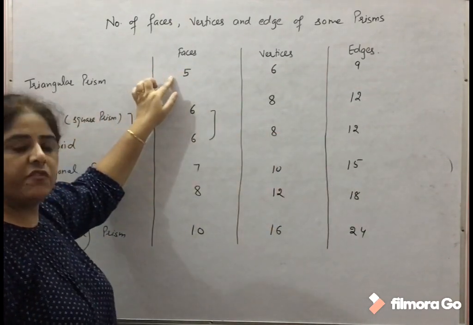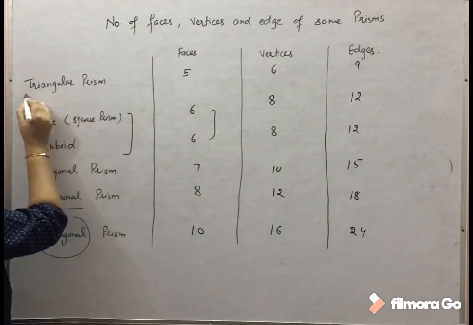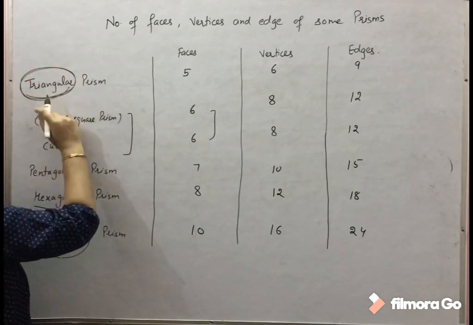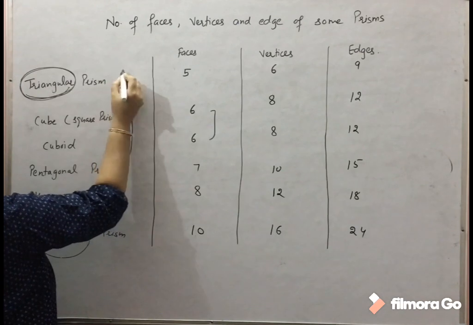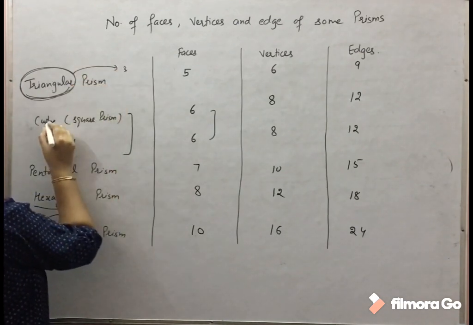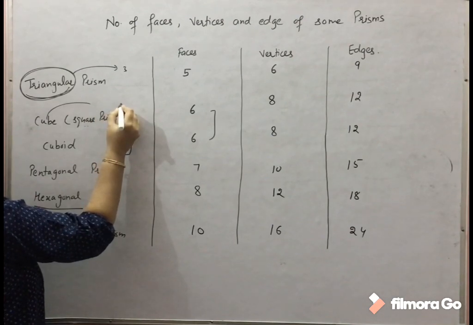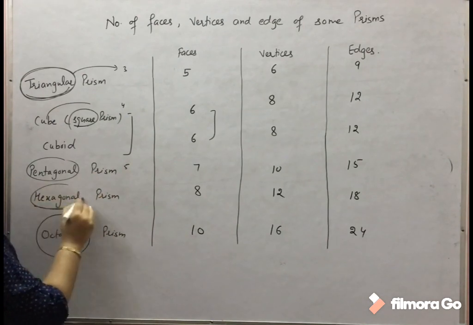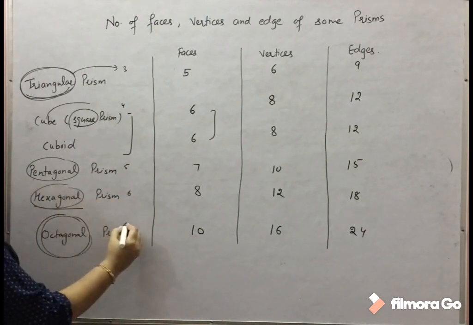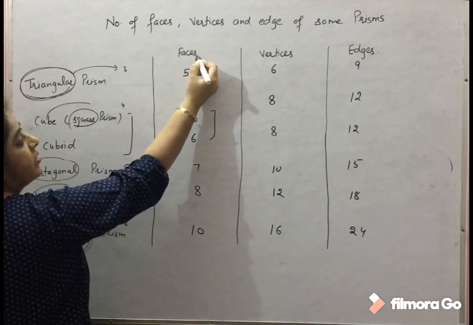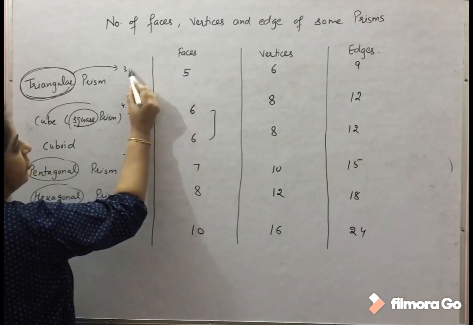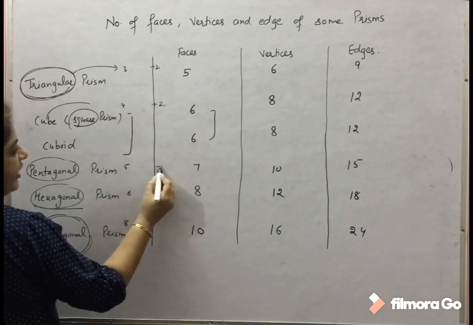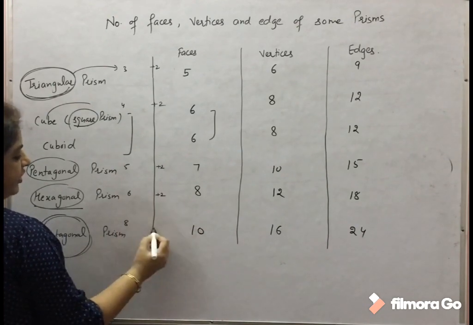What we were observing for faces, whatever the type of top, if it is a triangle, then add 2. See, it's a triangle. Triangle has how many sides? 3. Cube, it's a square prism. Add the square means 4 sides. Square 4 sides. Pentagon 5 sides. Hexagon 6 sides. Octagon 8 sides. When we are counting these faces, you will add 2 to it. Observe it. We are adding 2 each time.